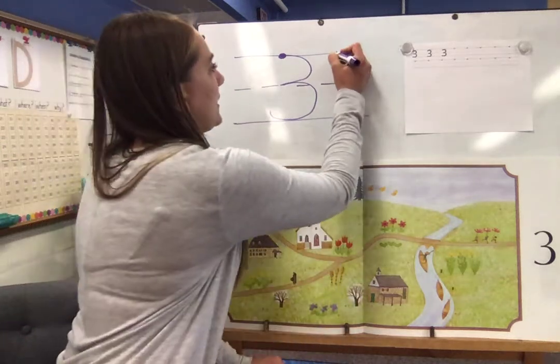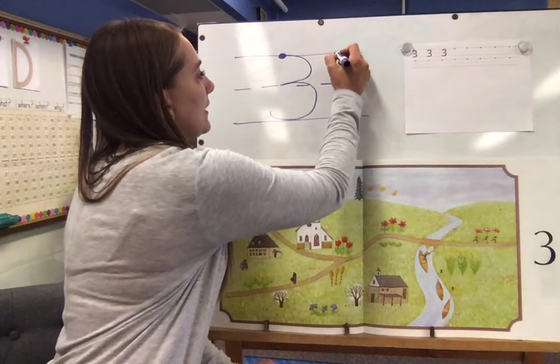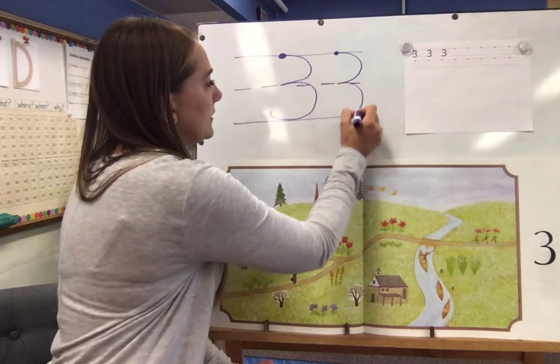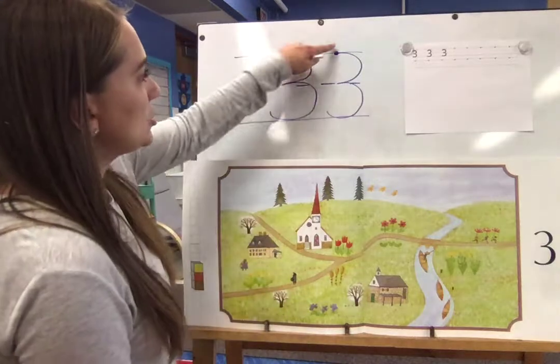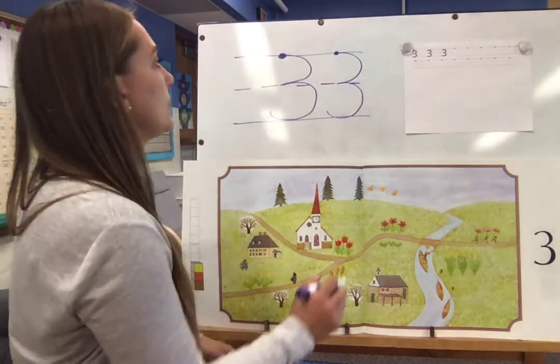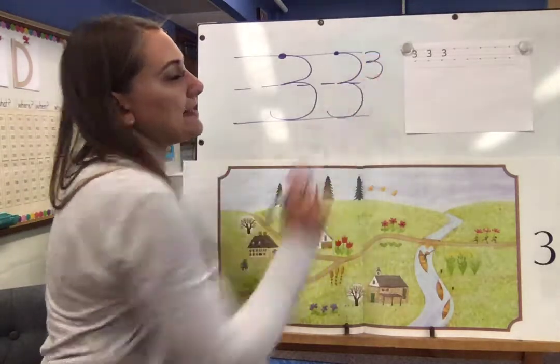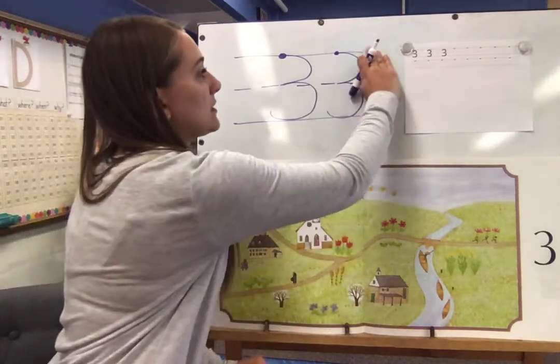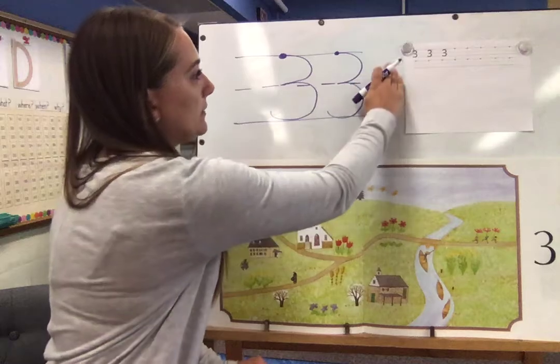And again, right here, we would start at the dot and do little curve, little curve. Trying to make sure that we touch the top line and the bottom line when we're making our number 3s. We don't want to do tiny little 3s. We want to make sure that they touch top and bottom line.